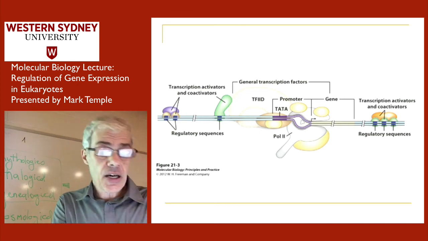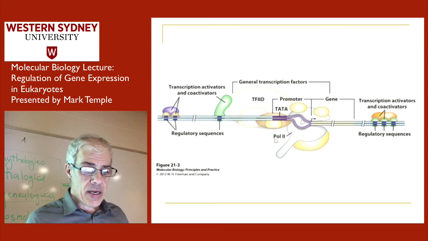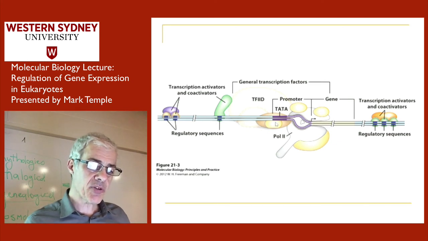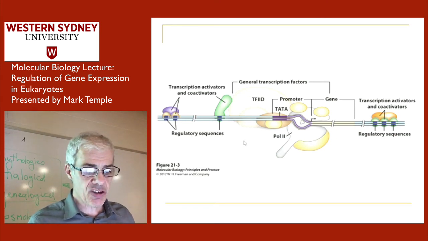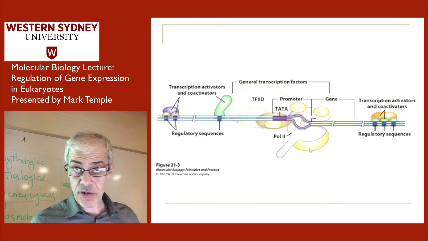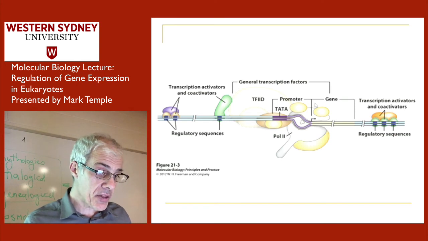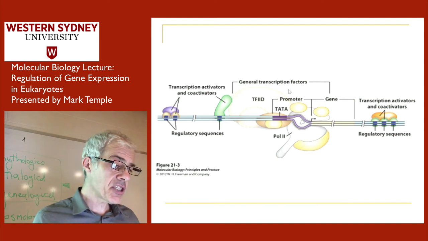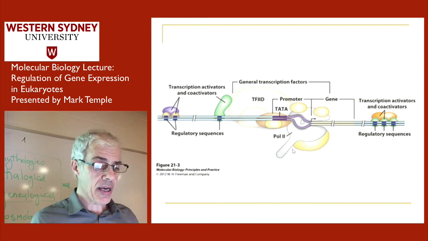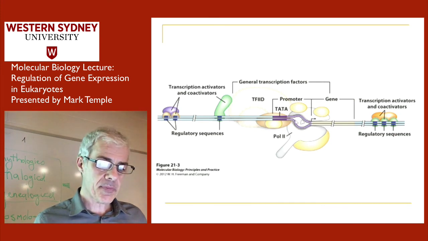So here's a little cartoon that summarizes what we've been talking about. Here's the promoter region of a gene, here's the TATA box binding protein, and some of these general transcription factors. These transcription factors are necessary for every gene. Every gene that's been turned on will have this group of proteins bound at its promoter. So they're called the basal transcription machinery or the general transcription factors. And you can see here the open DNA, and an RNA is about to be made.